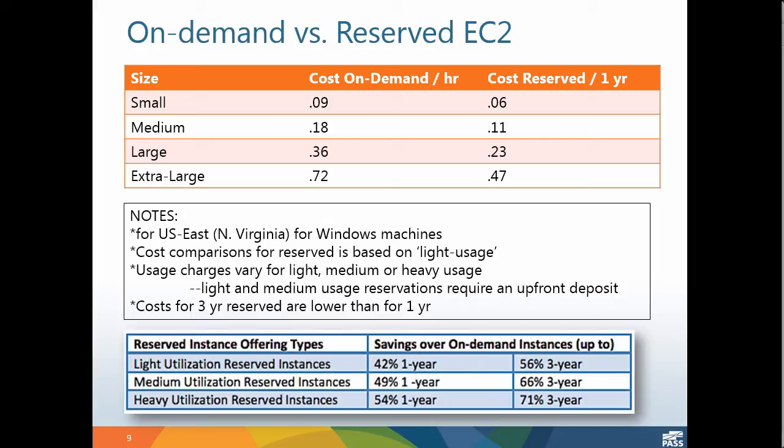Again, usage charges vary for light, medium, or heavy. Light and medium usage require an upfront deposit. This is different than heavy. A really, really important aspect of this is for light and medium, you have to have some mechanism for turning off the instances when they're not being used. And again, this is a very common oversight with cloud-based deployments, that there's this idea to take advantage of light or medium utilization, but there's no plan in place for automating turning machines off, which of course can be done via scripts or programmatically. Heavy utilization instances, you can see the savings here on the bottom.